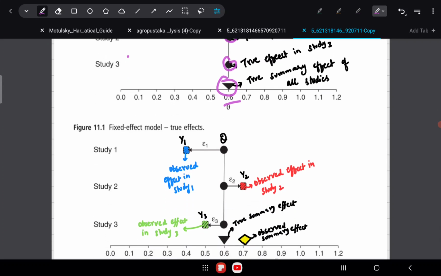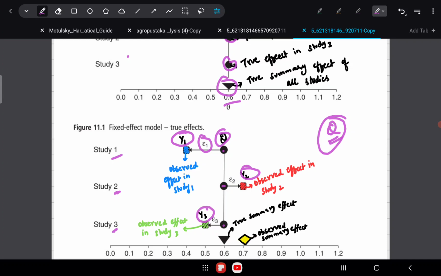And whatever variation we see in the observed effect of these studies, study 1, 2 or 3, is due simply to sampling error. You can see these true effects are represented by theta. This is the true effect of all the studies, and it is the same for all the studies, right? For all 3 studies, the true effect is theta. But you will notice in study 1 the observed effect is y1, in study 2 the observed effect is y2, and in study 3 the observed effect is y3.